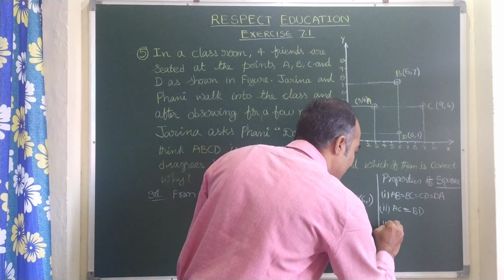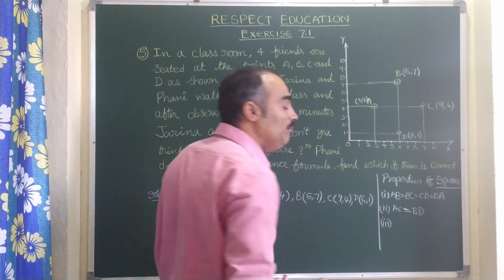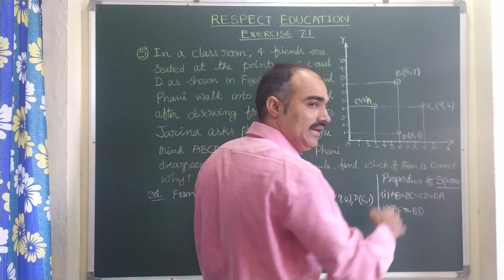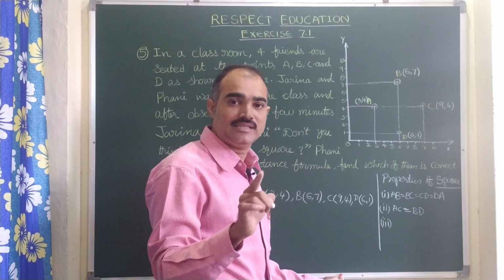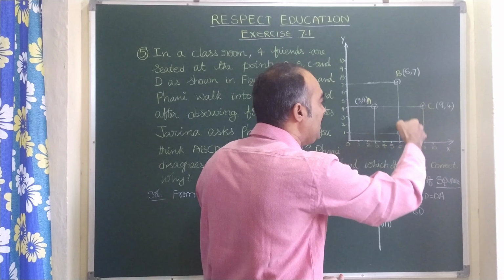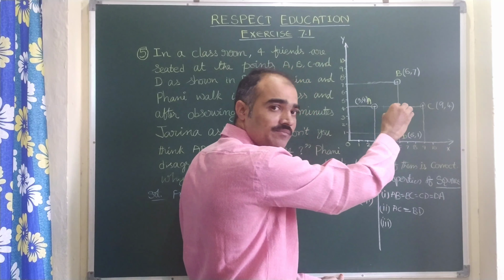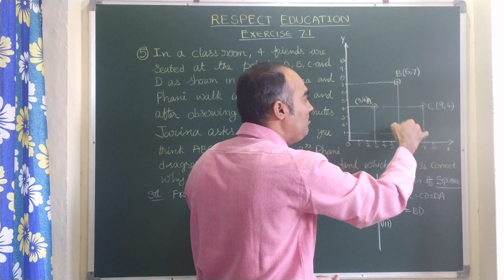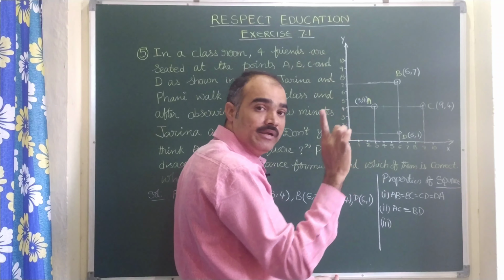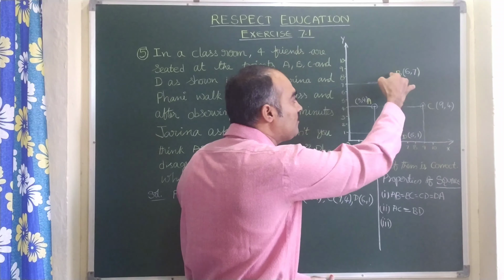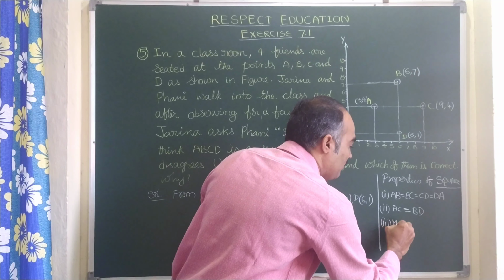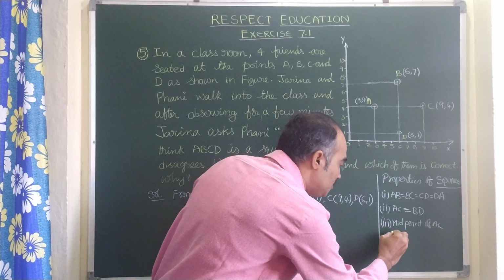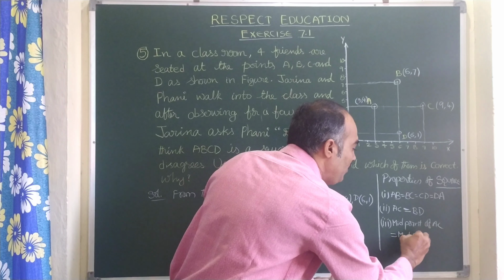And the third thing is that the midpoints of the diagonals are equal. We can say that the diagonals of a square bisect each other, in the sense that AC and BD both meet at their midpoint. So the midpoint of AC is equal to the midpoint of BD. So here I am writing midpoint of AC should be equal to midpoint of BD.